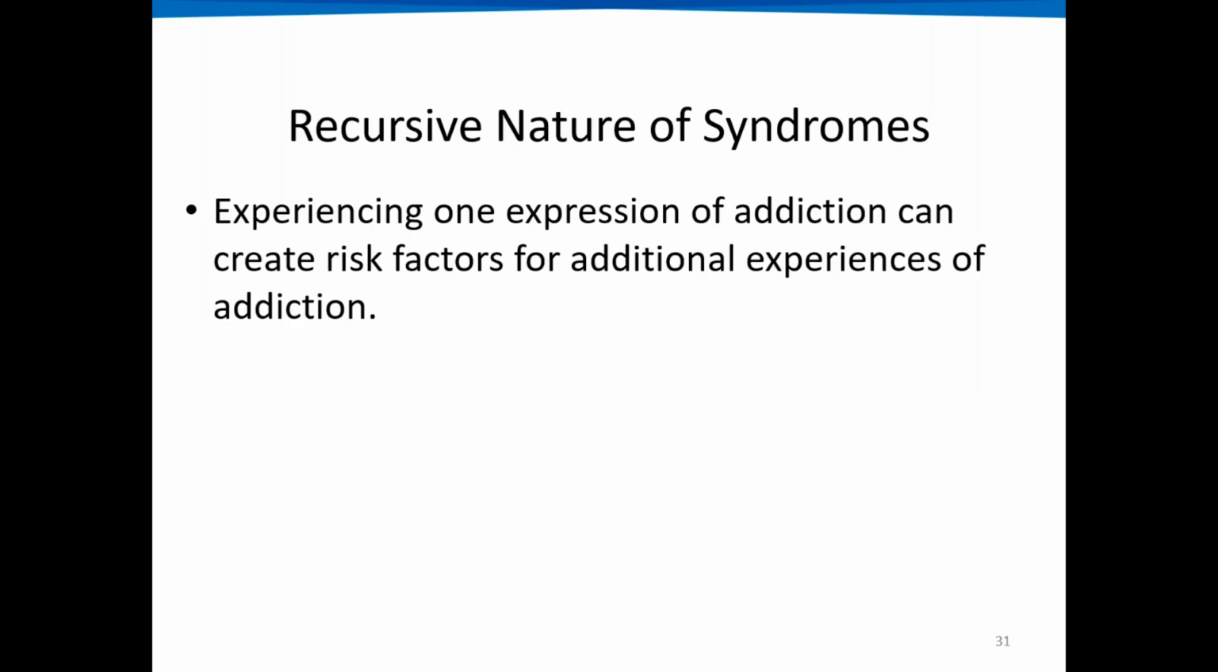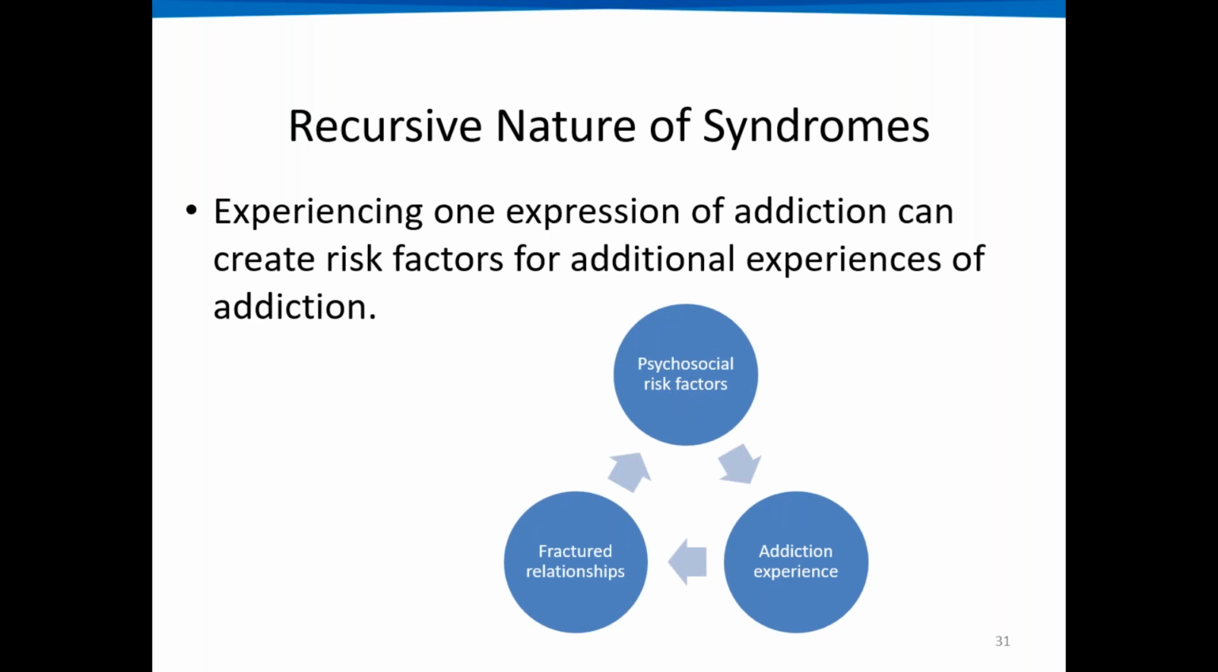It's important to consider the recursive nature of syndromes. And applied to addiction, that means that experiencing one expression of addiction can create risk factors for additional experiences of addiction. So for instance, a person might experience many psychosocial risk factors early in life that predispose him to experience gambling disorder. And you can imagine how that gambling disorder would impact his life and fracture relationships. Even if he recovers from gambling disorder, those fractured relationships can contribute to additional psychosocial risk factors that can make him vulnerable to another experience of addiction later on. And so this might encourage you as providers to try to learn as much as you can about the role of personal relationships in a client's addiction history.